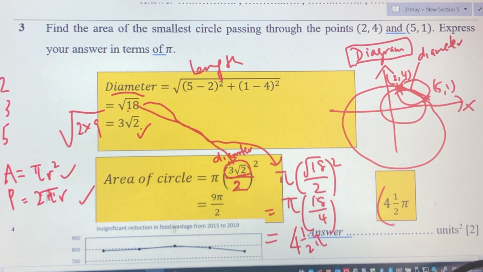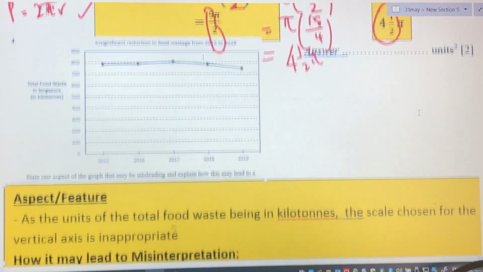Now in E-maths, the expectation is to have a mixed number. You cannot write your answer in improper form. Okay, so take note of that. E-maths is particular about such things.